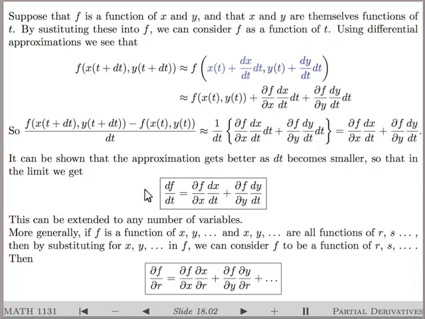This can be extended to any number of variables. So if f is a function of x, y, z, and so on, and these are all functions of variables r, s, whatever else, then by substituting for x and y and whatever else, we can think of f as a function of r, s, etc. Then df over dr will be df over dx times dx over dr plus df over dy times dy over dr plus etc. One term for each variable.